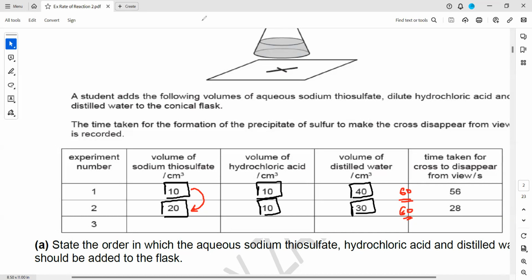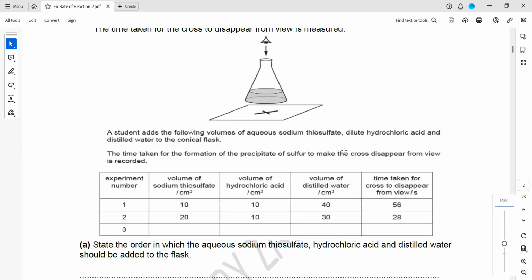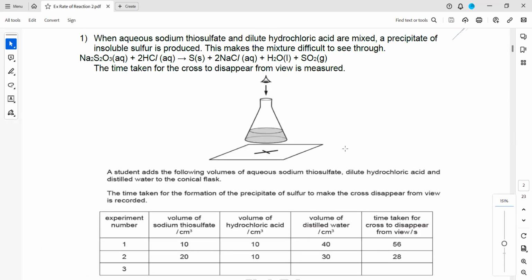Now, the first part: state the order in which the aqueous sodium thiosulfate, hydrochloric acid, and distilled water should be mixed. So in what order should we mix all of them? Which one should we add first, which one second? If you see the equation, this is sodium thiosulfate, Na2S2O3, and this one is hydrochloric acid. So sodium thiosulfate is a reactant. Hydrochloric acid is also a reactant.